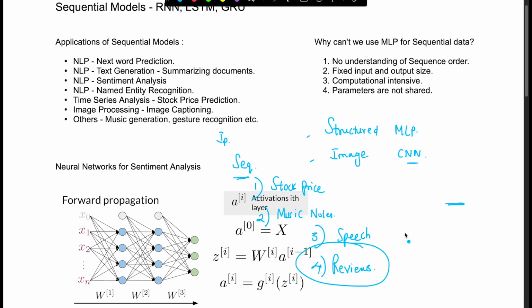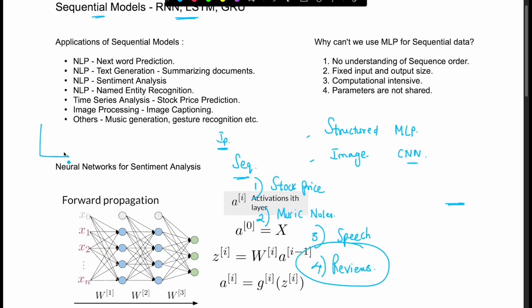All of this input data can be considered to be sequential in nature, and sequence models like recurrent neural networks and LSTMs are more appropriate for sequential data. The input to a sequence model, or the output, should be sequential in nature. It's not necessary that the input should always be sequential in nature.